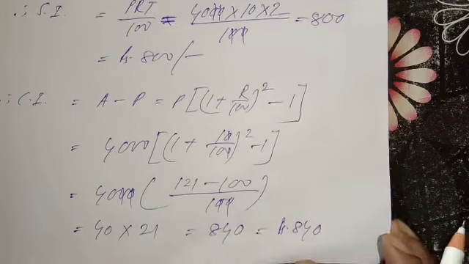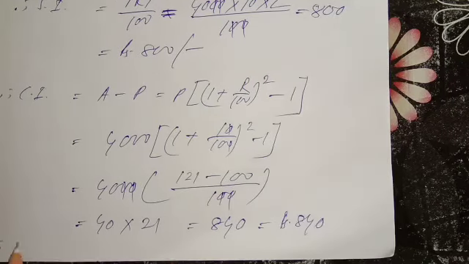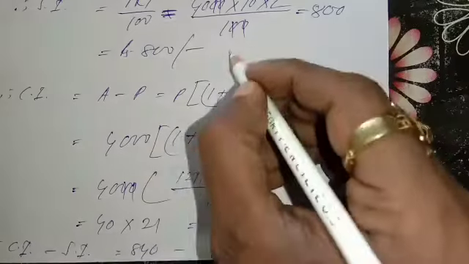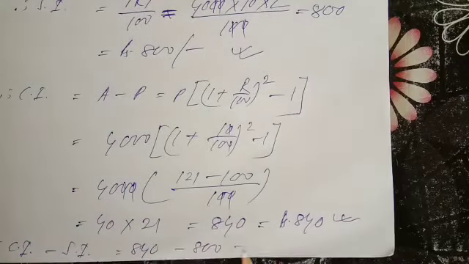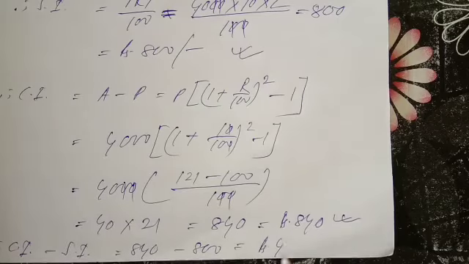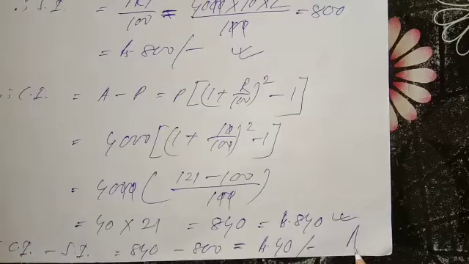840. So what is the difference between compound interest minus simple interest? Compound interest you got 840. Simple interest you got 800. Okay. Finally you are getting rupees 40. And this is the difference between compound interest and simple interest.